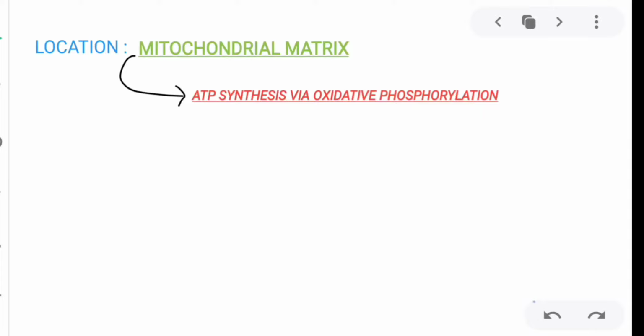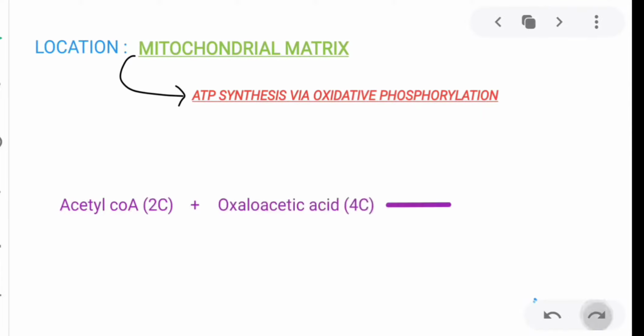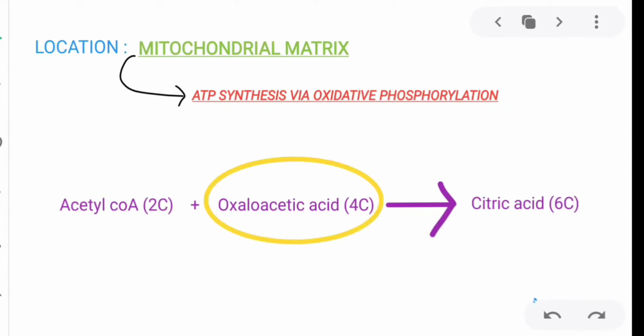One more thing: acetyl-CoA, a 2-carbon compound, along with oxaloacetic acid, a 4-carbon compound, gives rise to citric acid, a 6-carbon compound. Here the oxaloacetic acid plays a catalytic role, more clearly, it catalyzes these reactions in the Krebs cycle in order for the cycle to run smoothly. So at last, the 2-carbon acetyl-CoA along with the 4-carbon oxaloacetic acid forms the 6-carbon citric acid, and the oxaloacetic acid plays a catalytic role in this reaction.